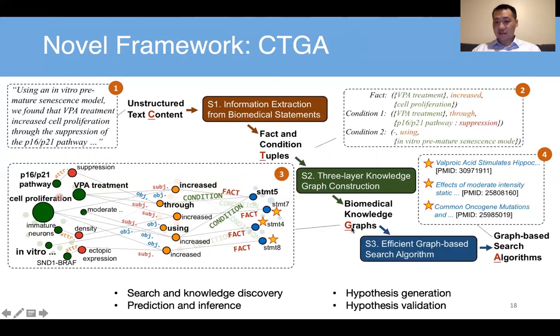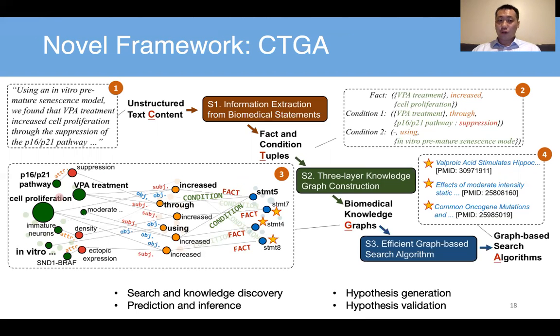And the G is for biomedical knowledge graphs. And the A is for the algorithms, the graph-based search algorithms. There are so many graph mining algorithms in our community in data mining. You can go back to the last century, you'll see tons of graph mining algorithms.